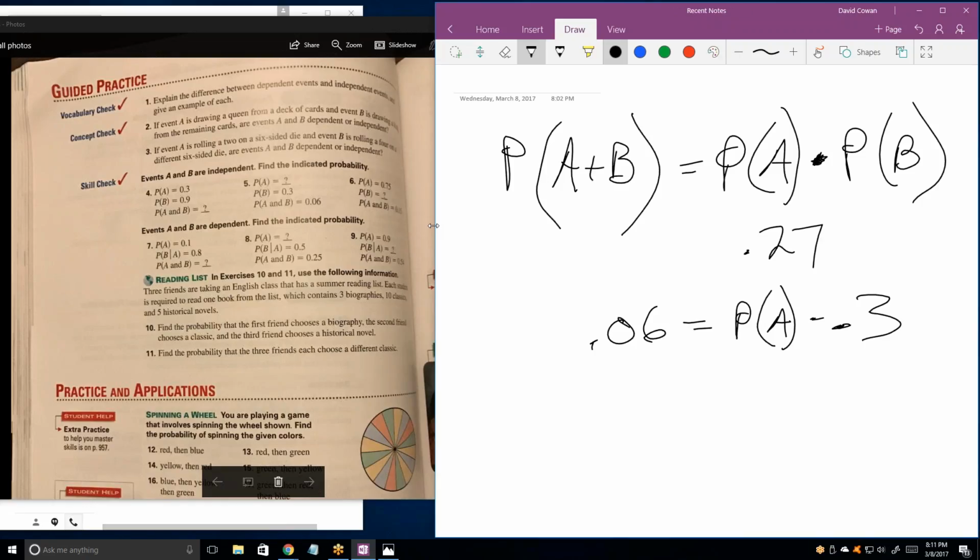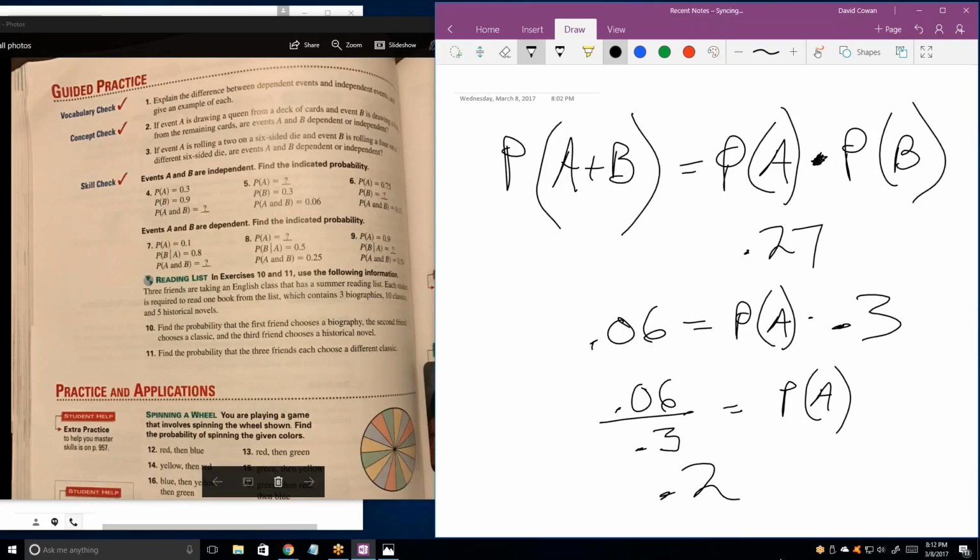In other words, once you set up the equation, it doesn't matter whether your variable is on there or there or there. As long as you only have one variable, you can solve for it, always. How do I solve for probability A? You divide by 0.3. Now what is that equal to? 0.2. So 20%. That's exactly right.